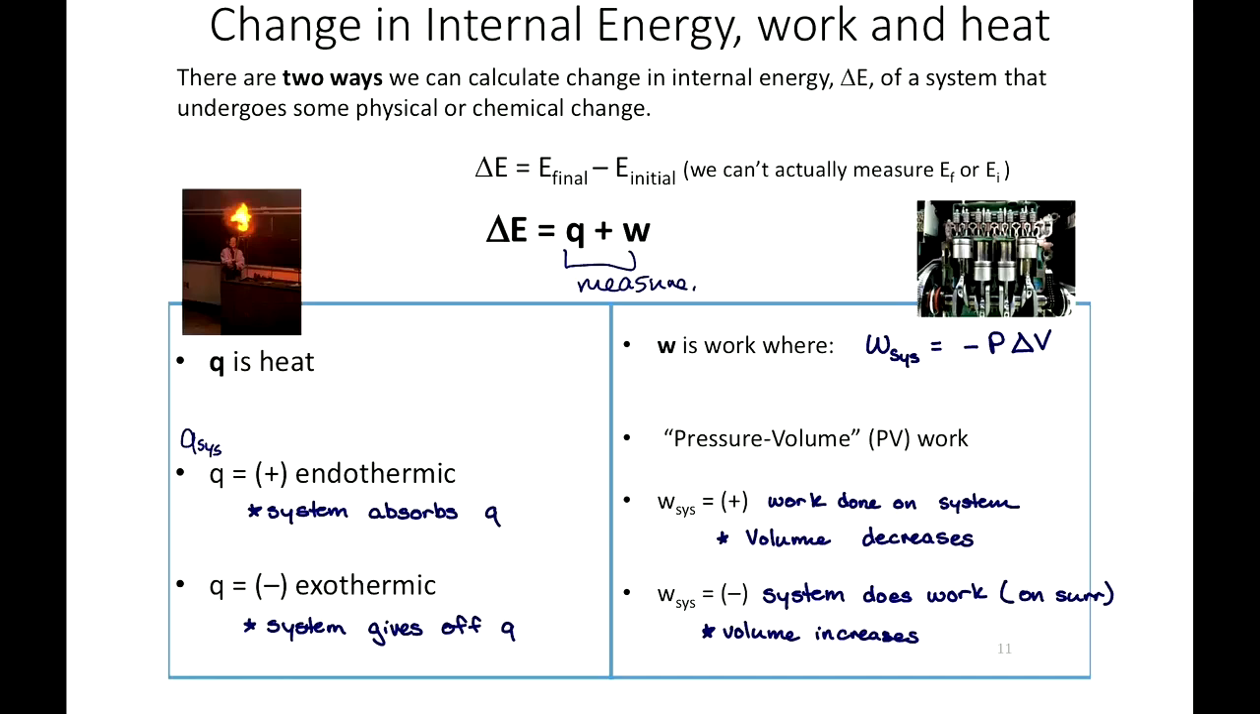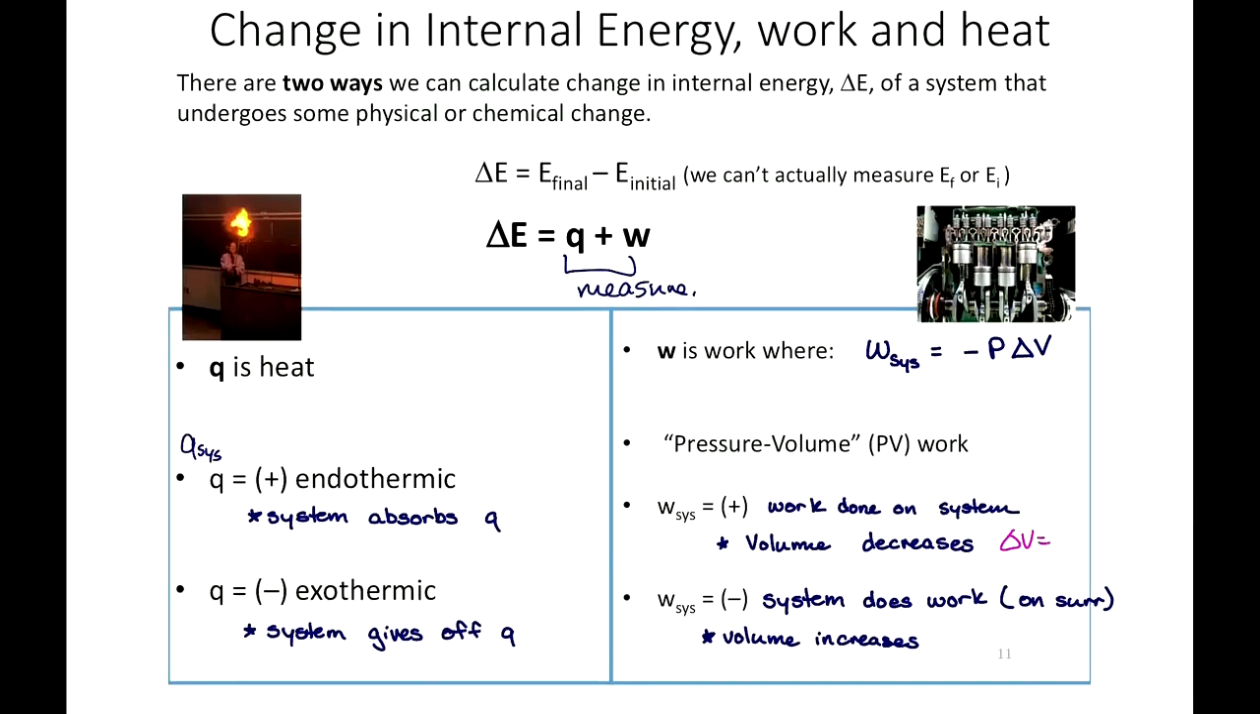So if volume decreases, delta V has what sign? If you're decreasing your volume, it's negative, yeah. So just plug that into this equation. A negative delta V times a negative sign gives you a positive value of work. So a positive work on your system means a decrease in volume.